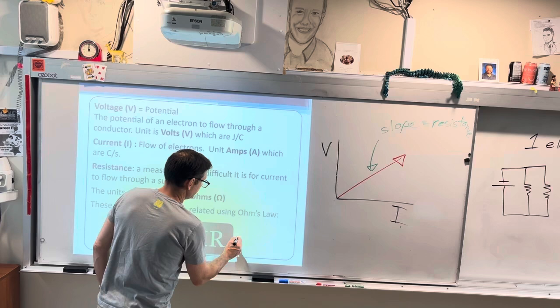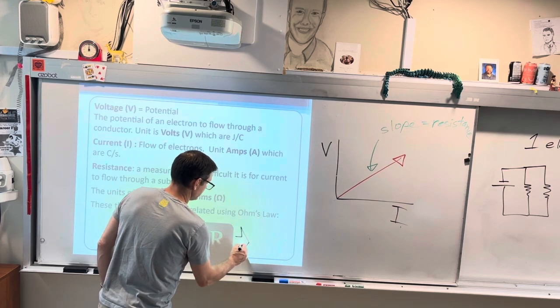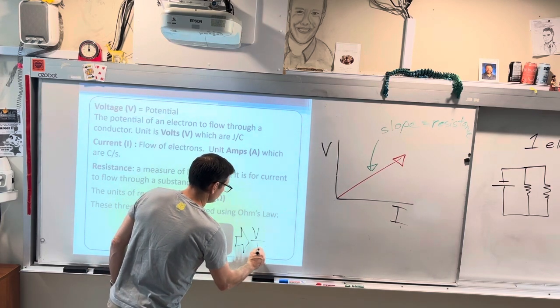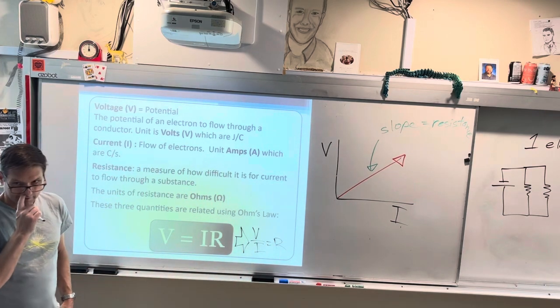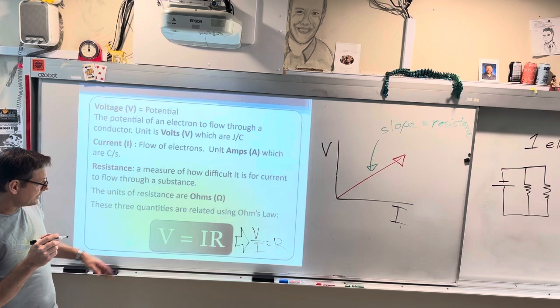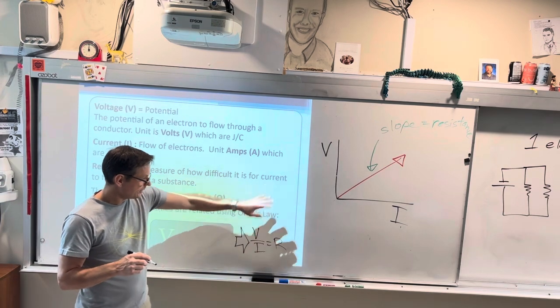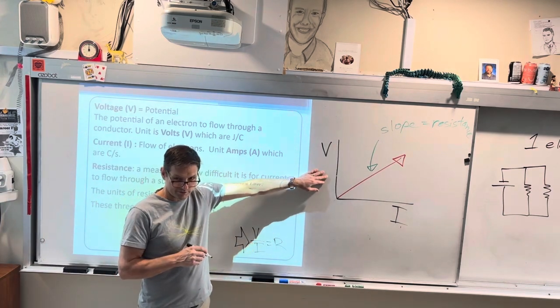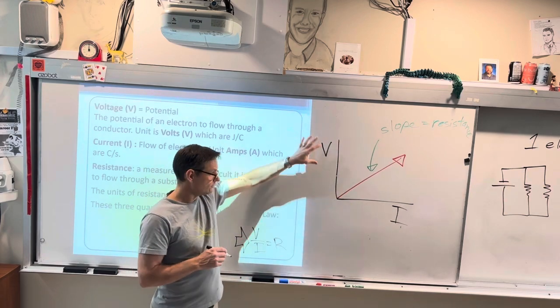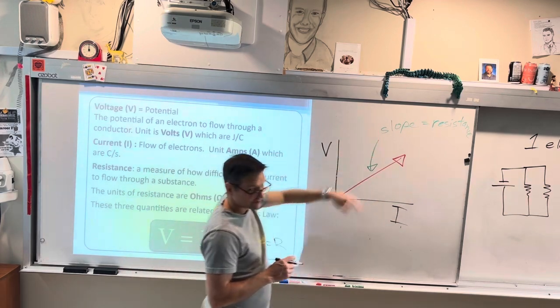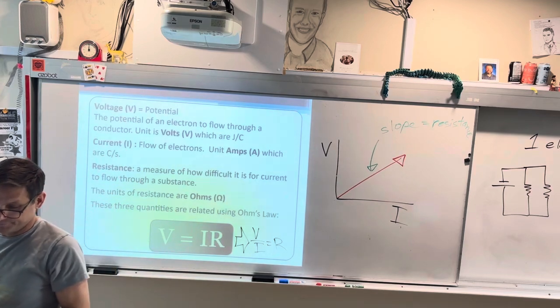So of course this turns into V over I is equal to R. And that's why the slope of this graph is the resistance. Because slope is rise over run, right? So voltage over current gives you your resistance.